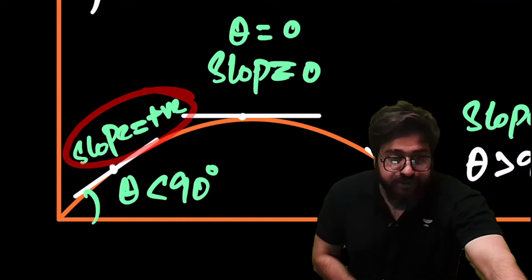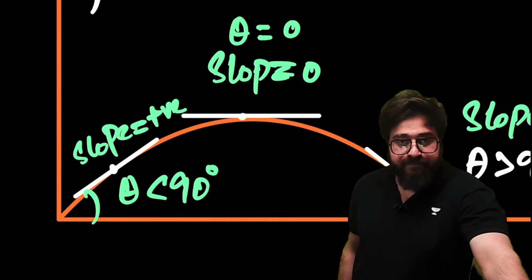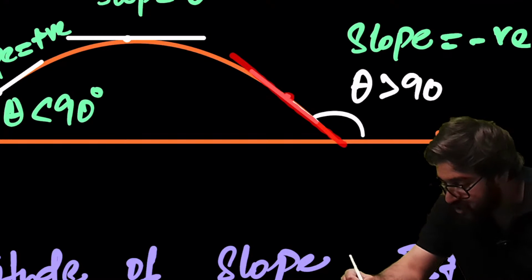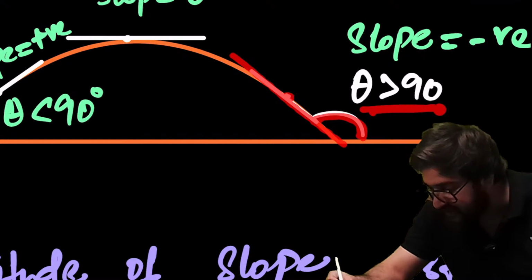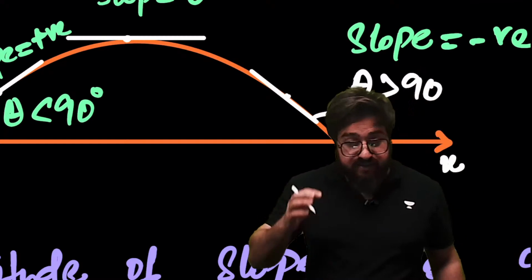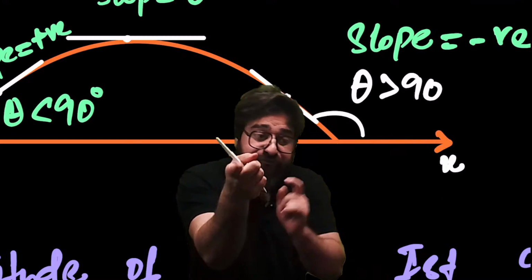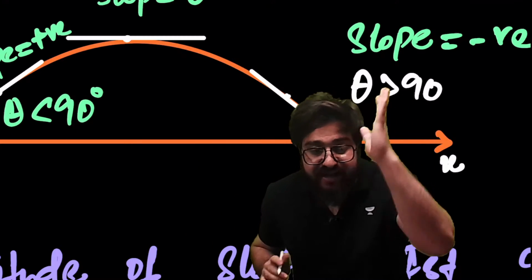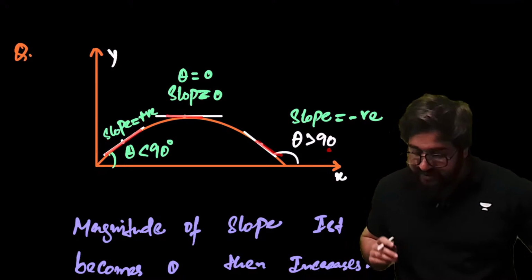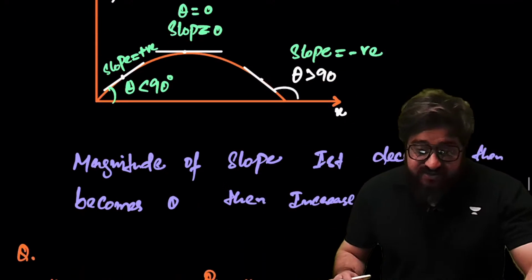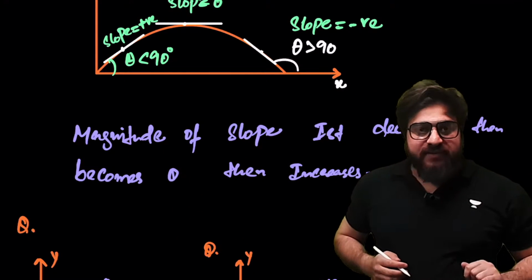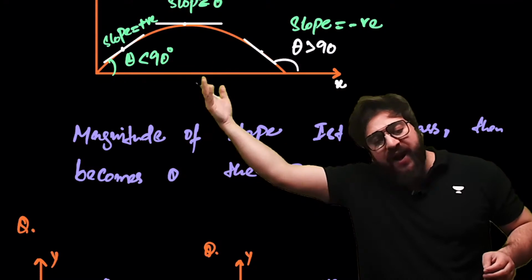At the earlier point, slope is positive. Why? Because theta is less than 90 degrees. Similarly, if I ask you the slope at this point, you'll draw a tangent line and check the angle. Theta is greater than 90 degrees, because this much is the 90. So we say slope is negative. So in case of a curved graph, to find a slope at a point, you draw a tangent at that point. Initially slope is positive, then it is 0, then it is negative. In this case, slope is decreasing. Why? Because it is positive, 0 and negative.